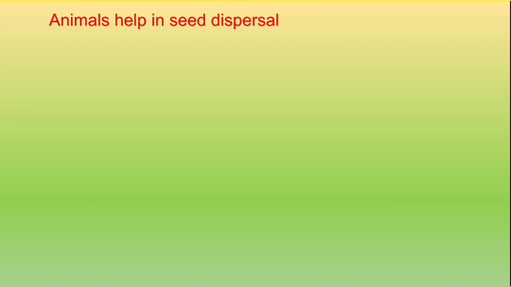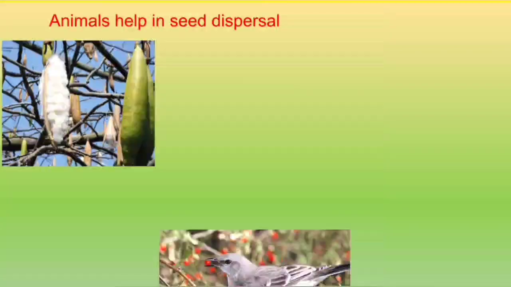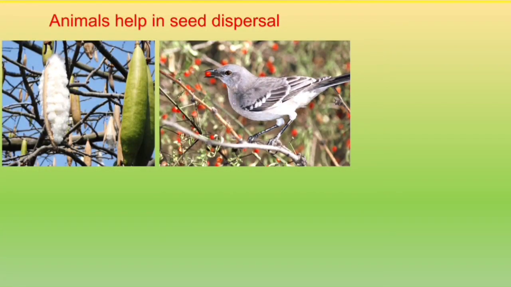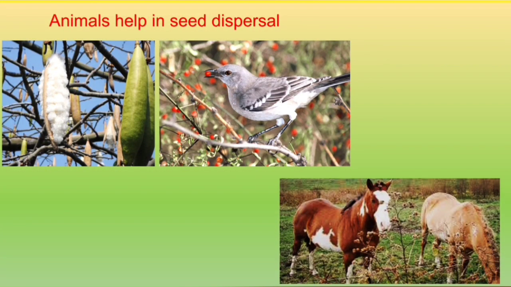Animals and plants are interdependent. As much as plants are useful to animals, animals in turn help plants, right? So how do the animals help? They help in seed dispersal. The bird is seen eating the fruit, correct?